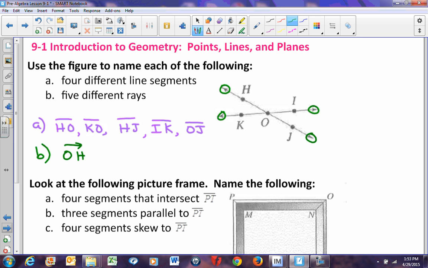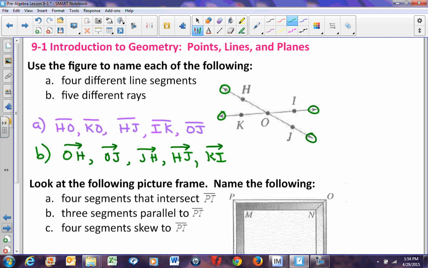OH is a ray, and it's different than ray OJ, which is different from ray JH, because J has a different endpoint, okay, which is different from HJ, because they all have different endpoints, don't they? And I could do another one, so I could say KI. Okay, all of those are different rays.